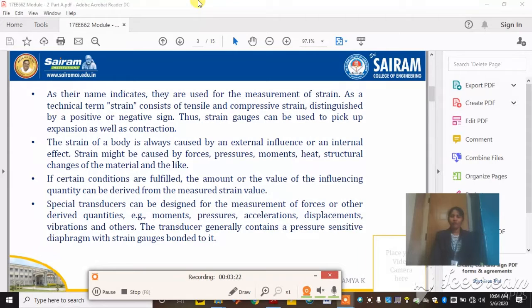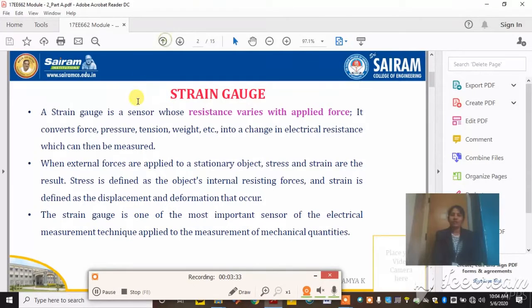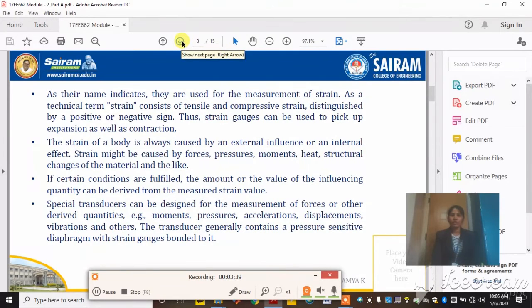When you apply force to a stationary object, you get two outputs, one in the form of stress and another in the form of strain. Stress is the internal resisting force. Strain is defined as the displacement or deformation. So the strain gauge is used to pick up expansion as well as contraction, the strain of the body.